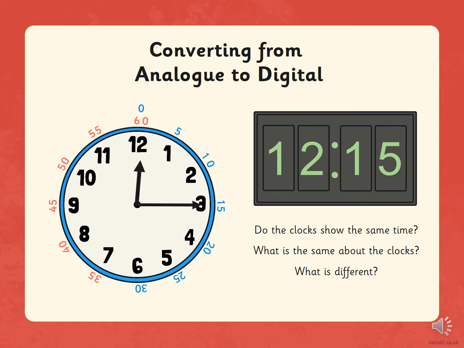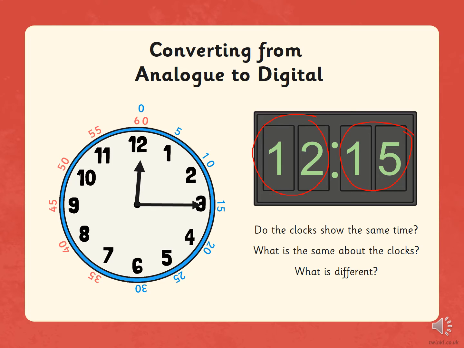When we're converting from analogue to digital time, we're always going to think about the hour first. So if we have a look on our digital clock here, this time before the colon is our hours. These are always first on a digital clock. The two numbers after that colon tell us the minutes. They tell us how many minutes have gone past after the hour.